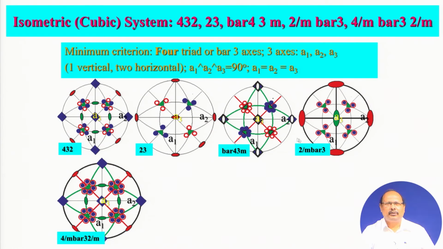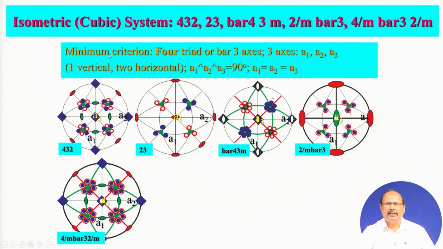Now, let us come to the isometric crystal system here. In the isometric crystal system, there are 5 point groups. What are they? 432, 23, bar 4 3m, 2 over m bar 3 and 4 over m bar 3 2 over m. What is the minimum criterion?